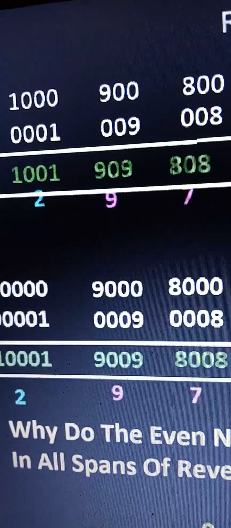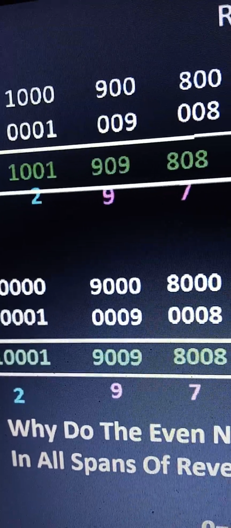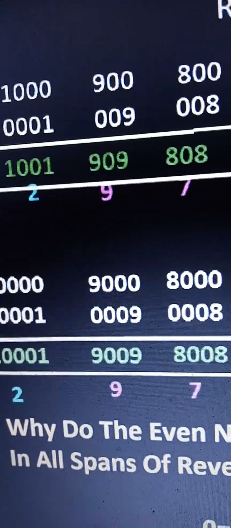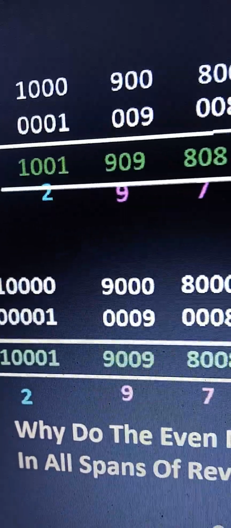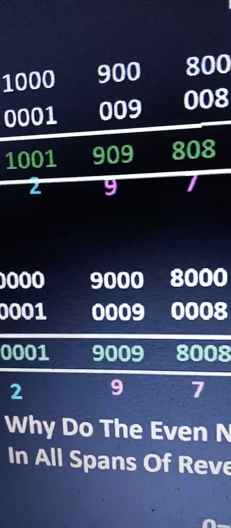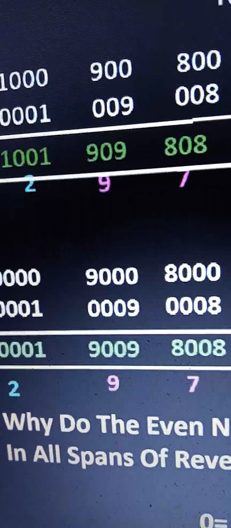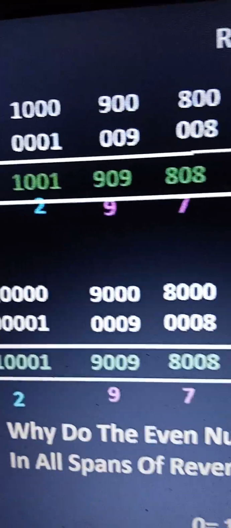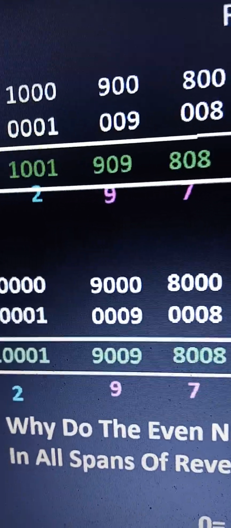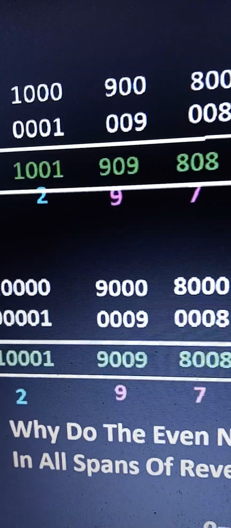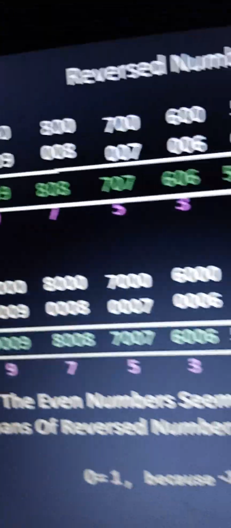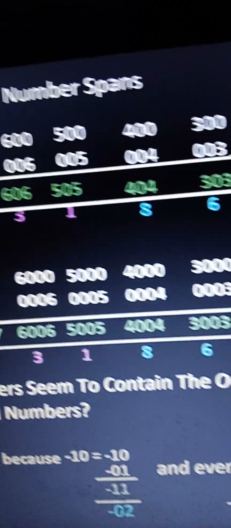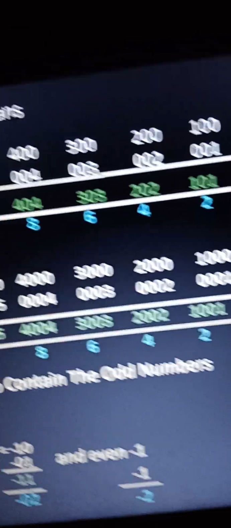I think the first one is 2. The second one, 200, might be 4. The third one might be 6. And then they go to 8, and then 9, 7. Well, this is the overall span of blocks of 100s from 1,000 to 900 to 800 to 700 to 600 to 500, 400, 300, 200, 100.